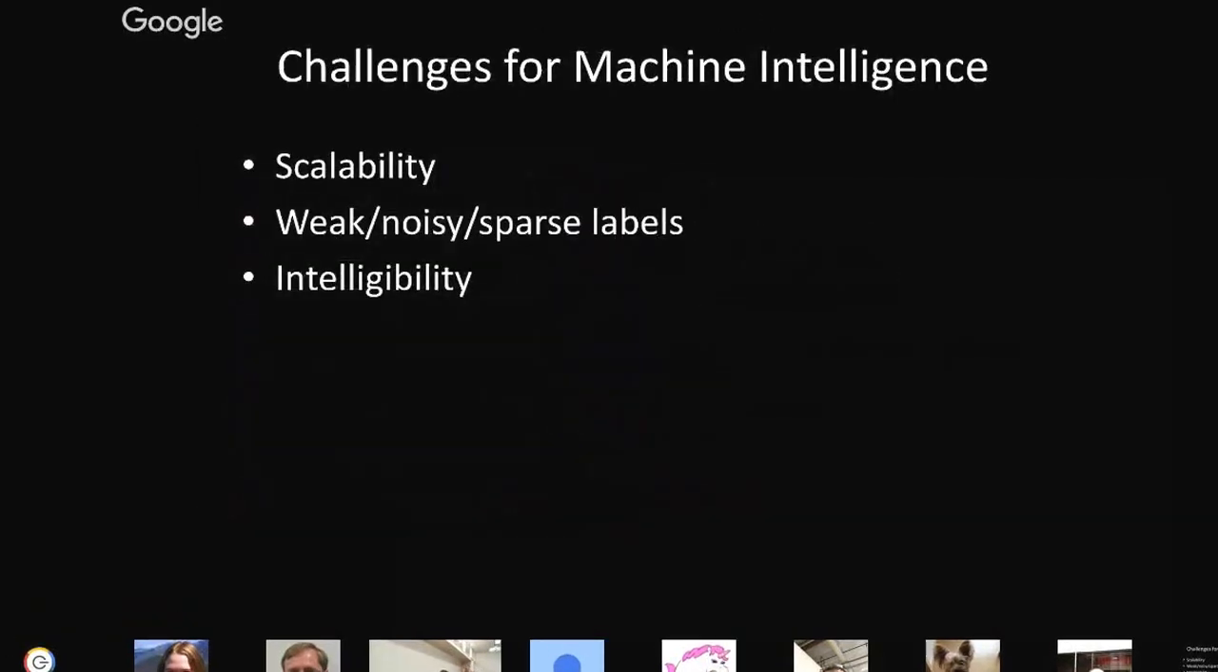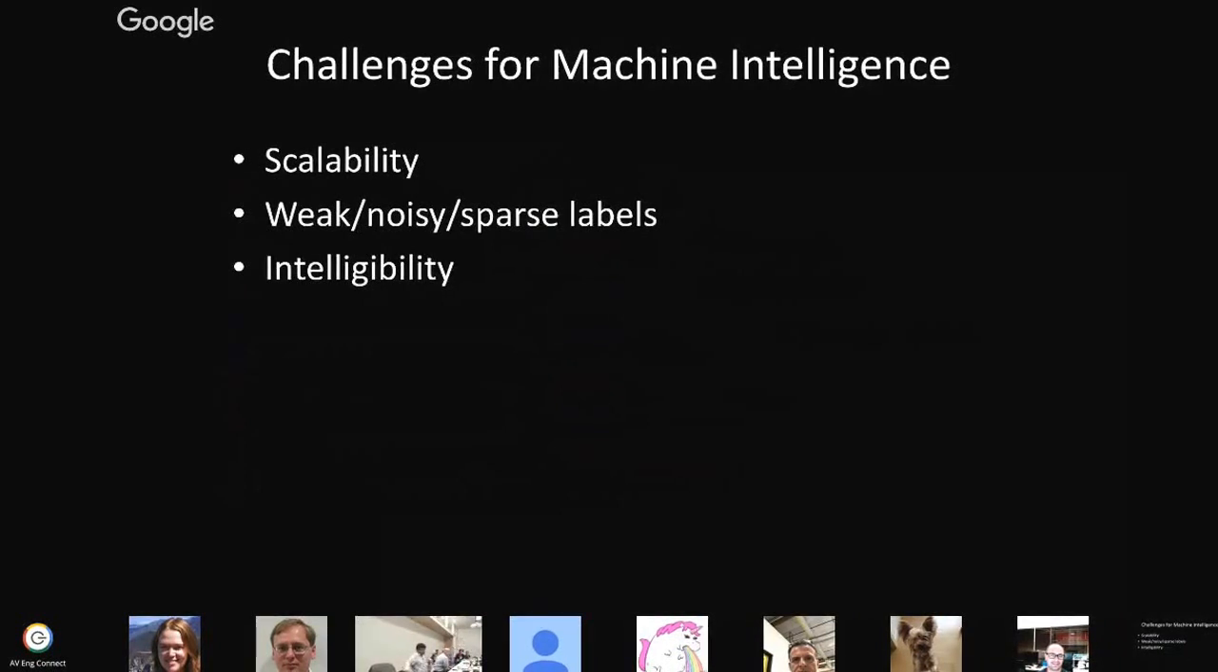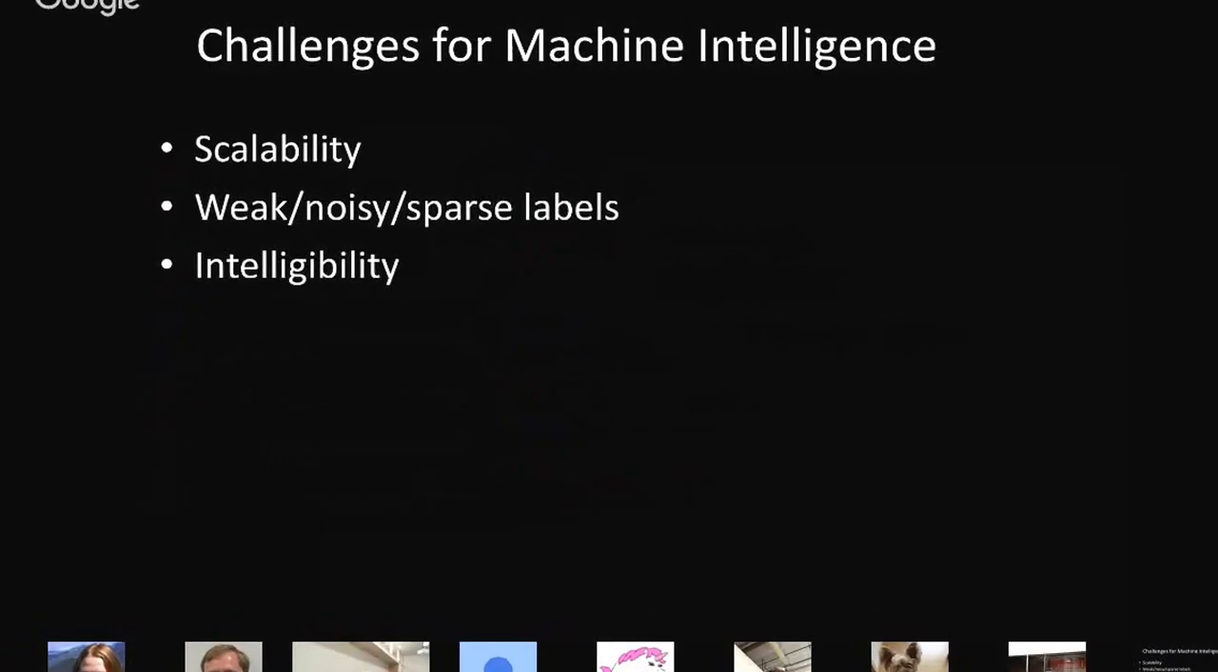The challenges that we've been looking at in terms of machine intelligence have been in areas of scalability, how to deal with weak, noisy, or sparse labels, and then how to deal with systems that can explain their own behavior. Particularly the more consumer or end user facing systems need to have some ability to explain why they're making the decisions they're making, or when they make mistakes, users will abandon them.